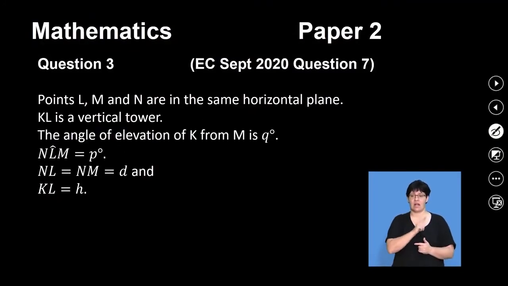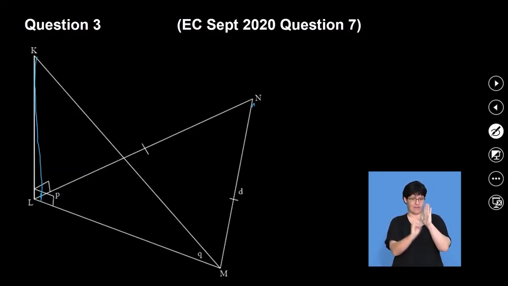Okay, we're told that the angle of elevation of K from M is Q degrees. Angle NLM is P degrees, NL is equal to NM is equal to D, and KL is equal to H, and I think that's all on the diagram. Okay, so we can see our various angles. That's P over there, that's D. Those are equal, so that's also D, and that's angle Q over there. Yeah, I think that's it.